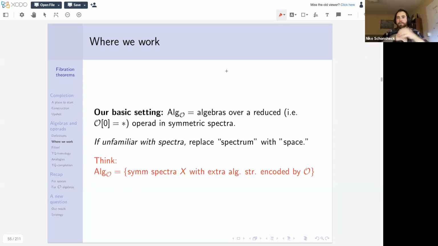So the big thing to keep in mind as we move forward is just the setting that we're in is algebras over an operad O. And all that is symmetric spectra with extra algebraic structure encoded by O. And the only assumption we're making on the operad is that it's reduced. So this is really any algebraic structure you want that can be encoded by an operad. So A infinity, E infinity, En, anything like that is included. So in particular, commutative ring spectra and associative ring spectra are all covered by this context.